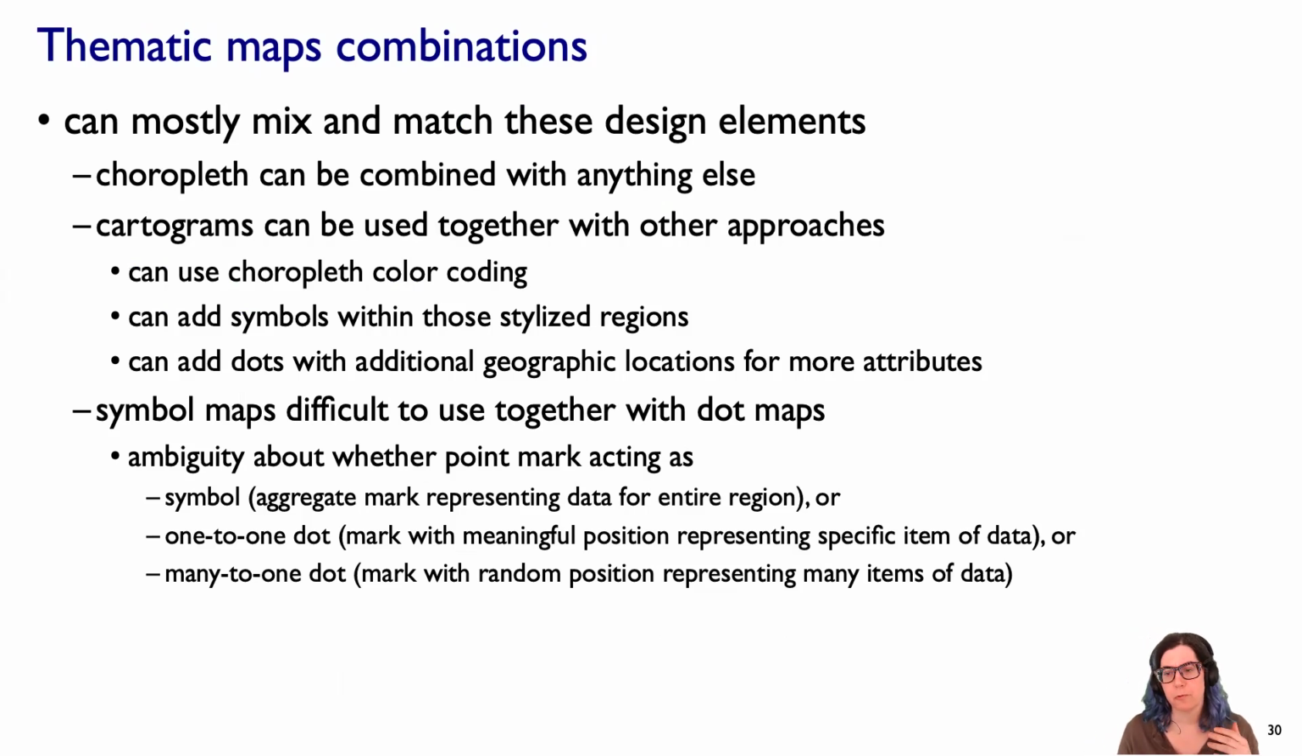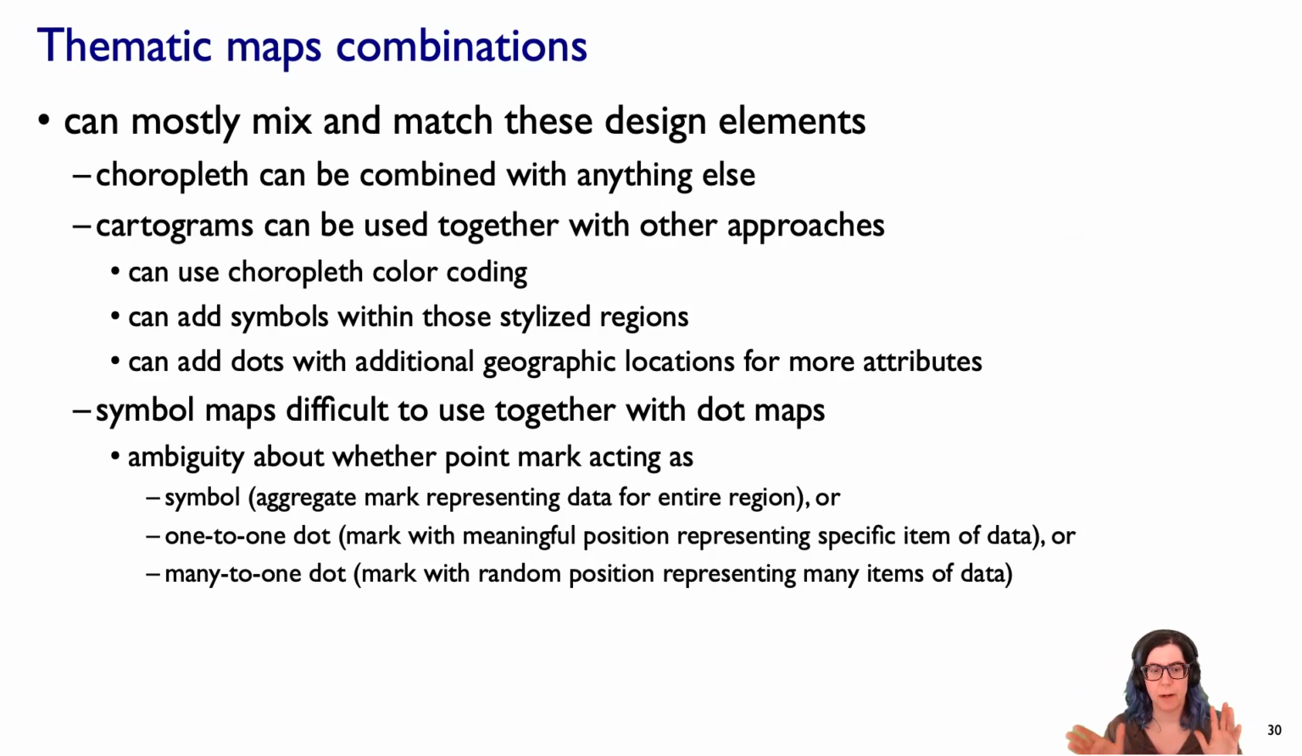So we've now walked through four major kinds of thematic maps. And it's very common to mix and match all of these design elements, right? Anything can be combined with a choropleth. You can use cartograms with these other approaches, and you must use it in some cases, like with the equal area cartograms. So we could take a cartogram and add a symbol inside that. That's a possible combination. We could put dots in cartogram regions, although that gets a bit tricky, but it's not impossible. Particularly with dot density maps, it would be much easier to do that as opposed to one-to-one dot maps.